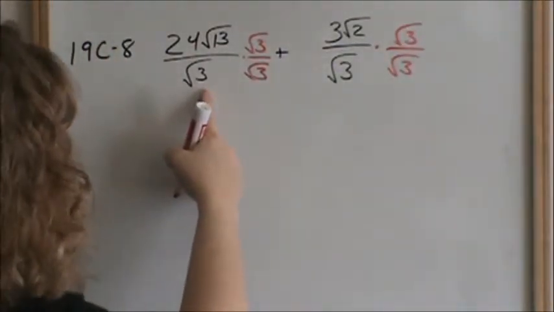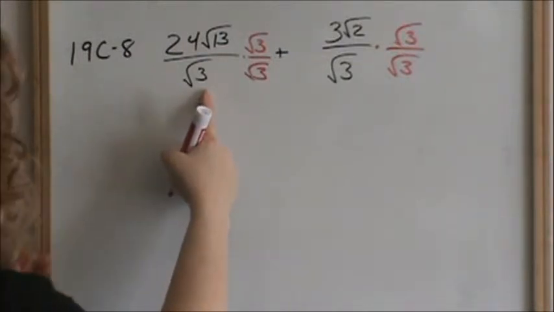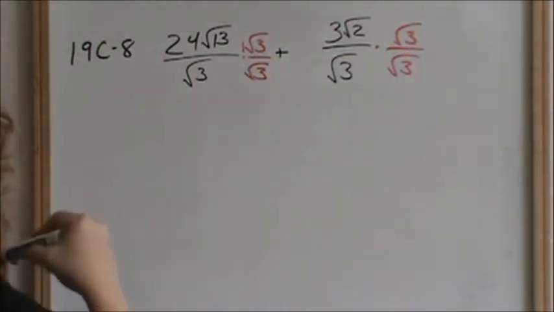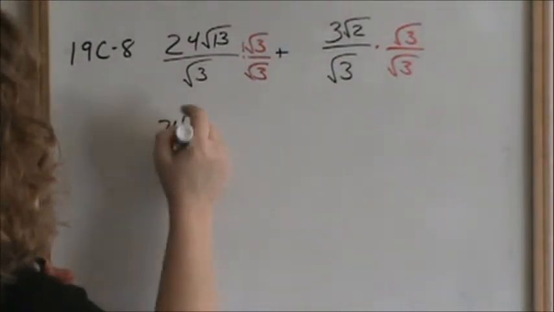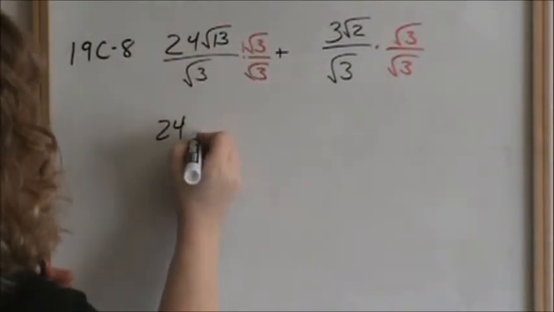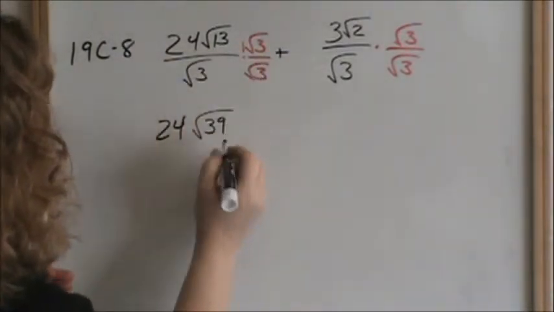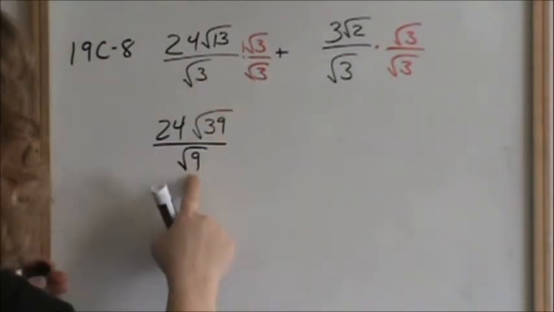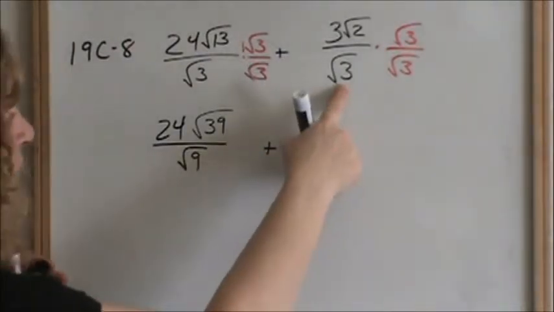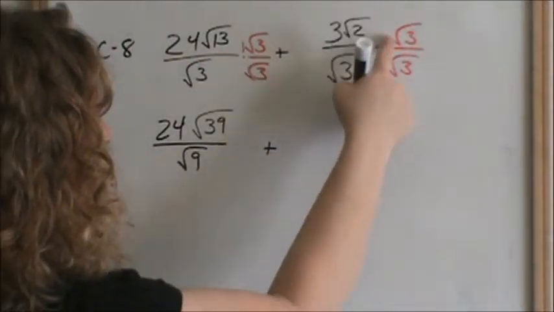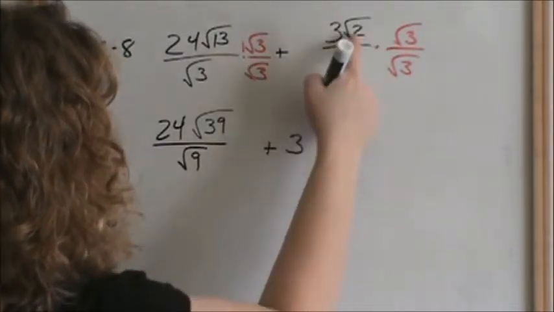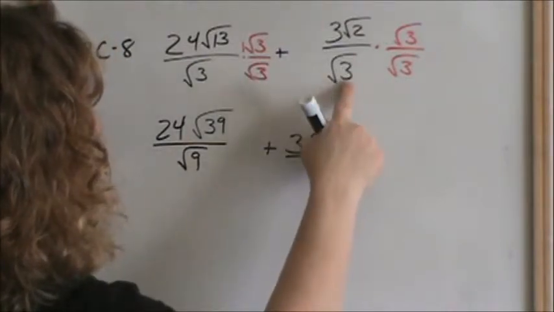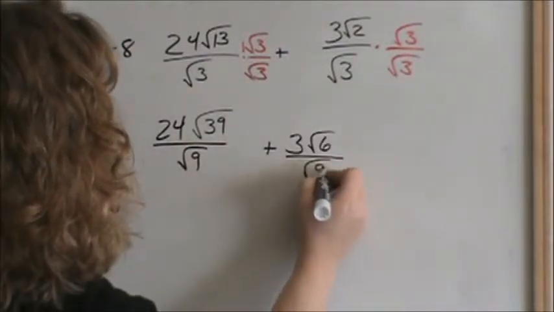Going to the first fraction, rules of radicals, numbers to numbers, radicals to radicals. This is like a 1, so 24 times 1 is just 24. Square root of 13 times square root of 3, square root of 39, all over square root of 9. Square root of 3 times square root of 3 is square root of 9. The second fraction, numbers to numbers, 3 times a 1 over here is 3. Square root of 2 times square root of 3, square root of 6. The denominator, square root of 3 times square root of 3, square root of 9.